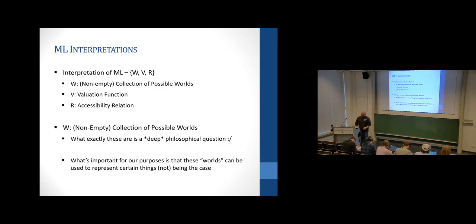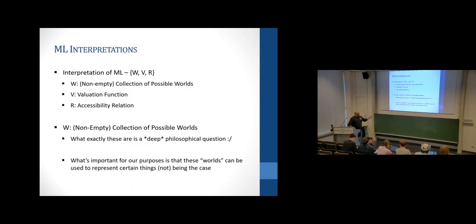So we have worlds, and these worlds are going to be our cornerstone. We need at least one for any interpretation. Can't get by with none. So in that sense, it's kind of like what we had with domains. If you remember back in FOL, Michael told you, you cannot have an empty domain in first order logic. You can't have an empty domain of possible worlds. You need at least one world of assessment.